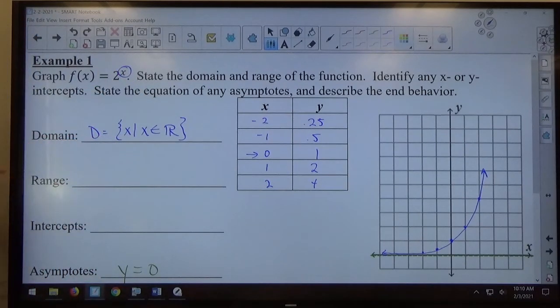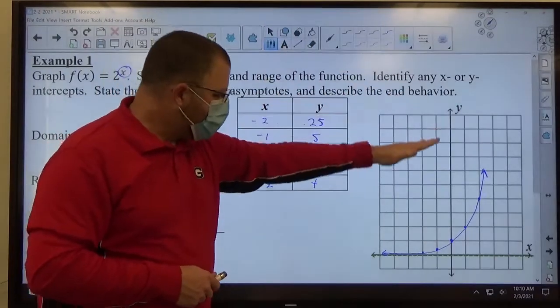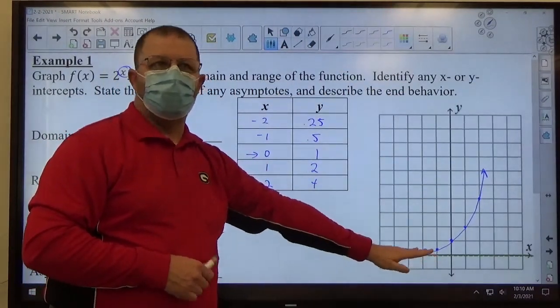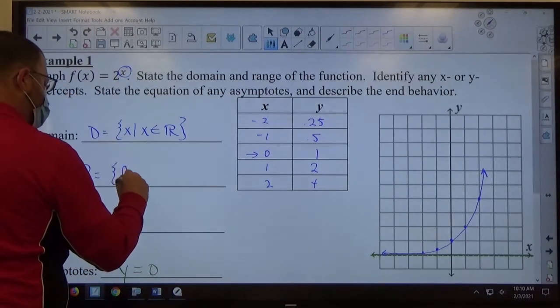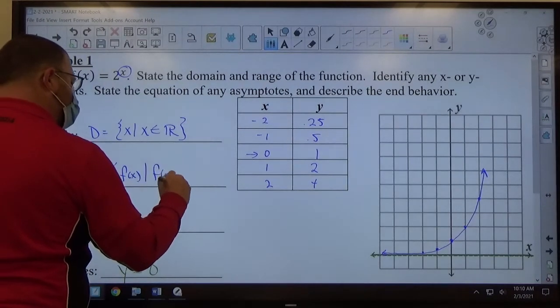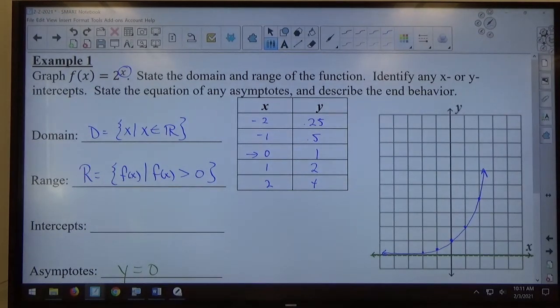The range is where the graph lives vertically, from the bottom to the top. Well, the highest it goes is forever. It goes to infinity. But it stops at 0. Does it ever reach 0? No. So when I do the range, and it's called f of x, I'm going to say f of x is greater than 0. I'm not putting equals 0 because it can't equal 0. Two to any power that's negative is just going to be 1 over 2 to that power. Well, 1 over 2 to any power is going to be bigger than 0.